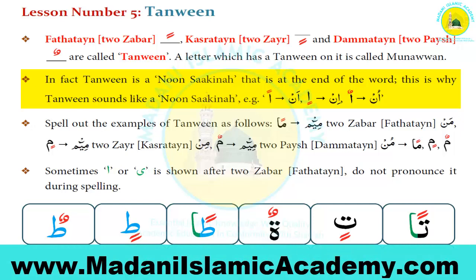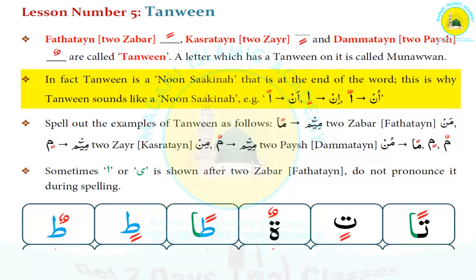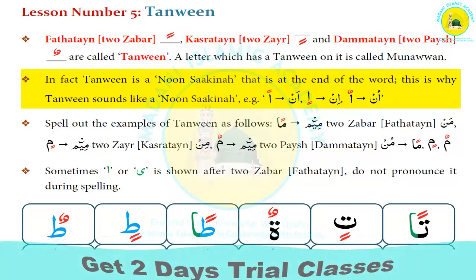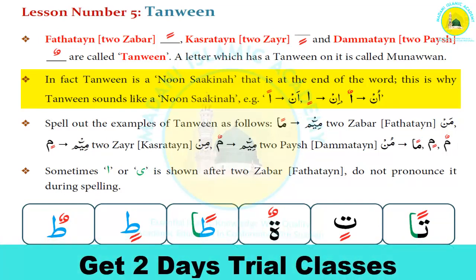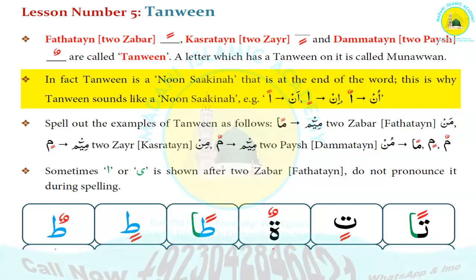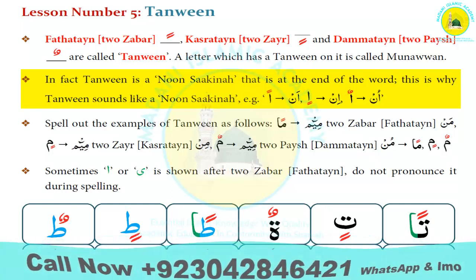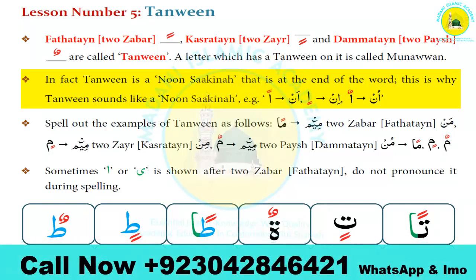This is why tanween sounds like a noon sakina. Now, so for example, when we read ba do zabar ban, yeah, now when we read ban, see, you can hear the sound of the noon, ban. Now, in reality, that is what a tanween is, the sound of the noon sakin.